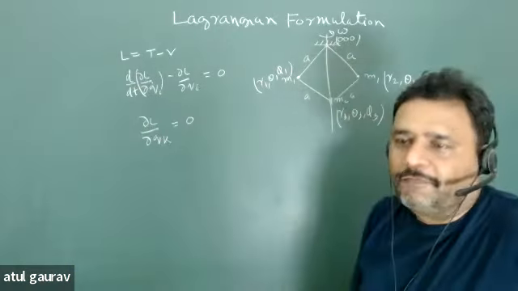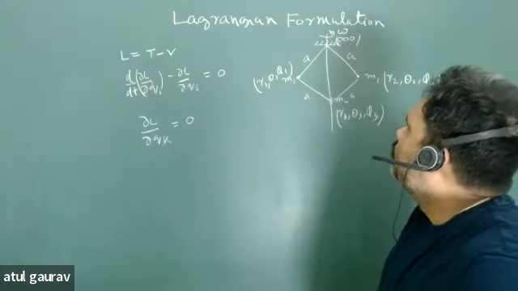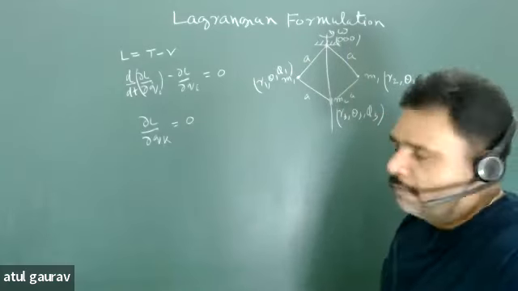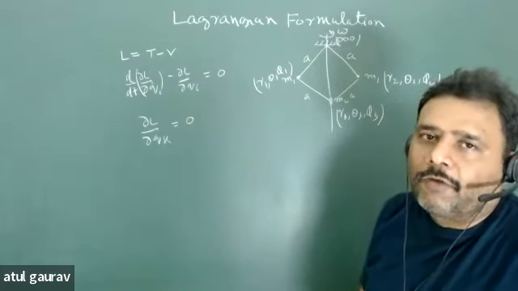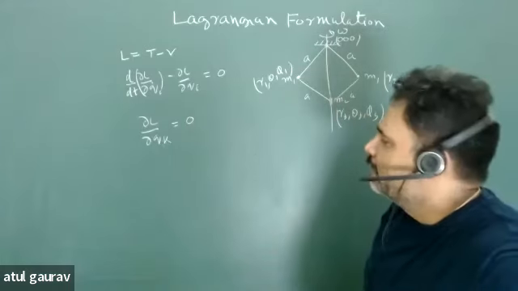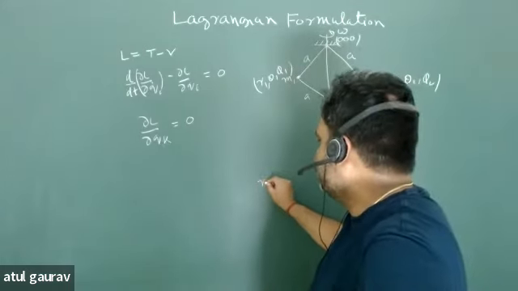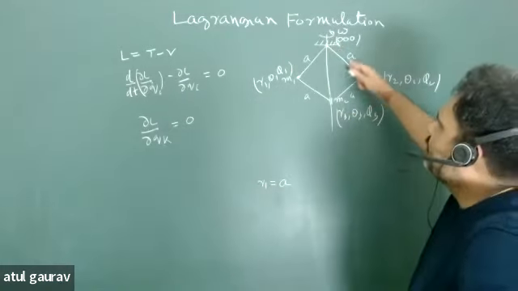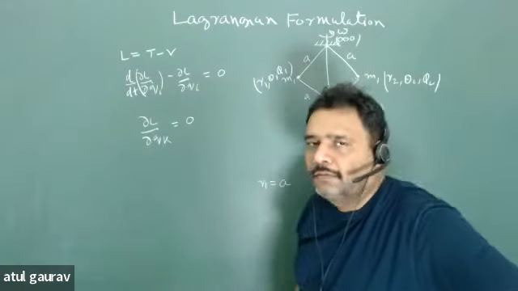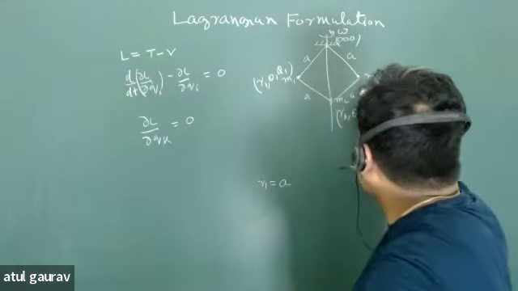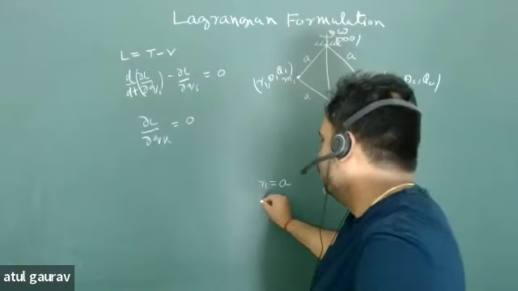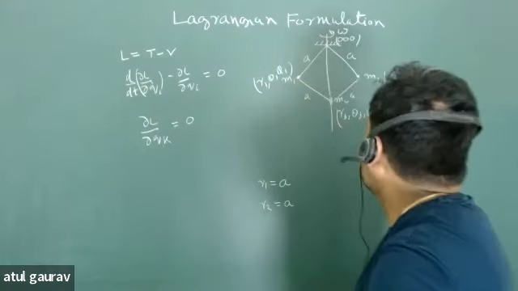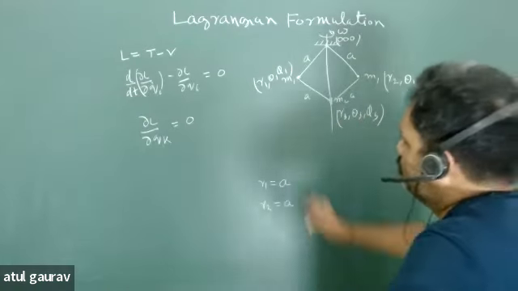But these points are not free. There are some constraints. So what is this? What is this distance? R1, and this distance is always what? Fixed. The distance from the origin to this point is fixed. So my first equation of constraint is R1 is equal to A. What is my second constraint? For the second particle? R2 is equal to A. Very good. So R2 is equal to A.